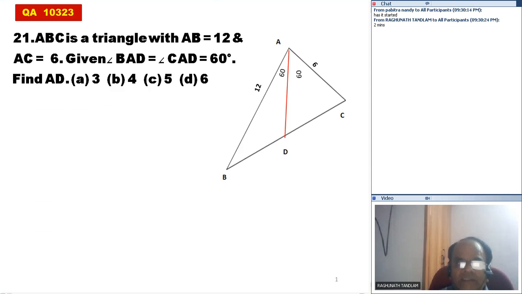AB is 12, AC is 6. AD is the internal angular bisector. Find AD. Or if you can see the questions.